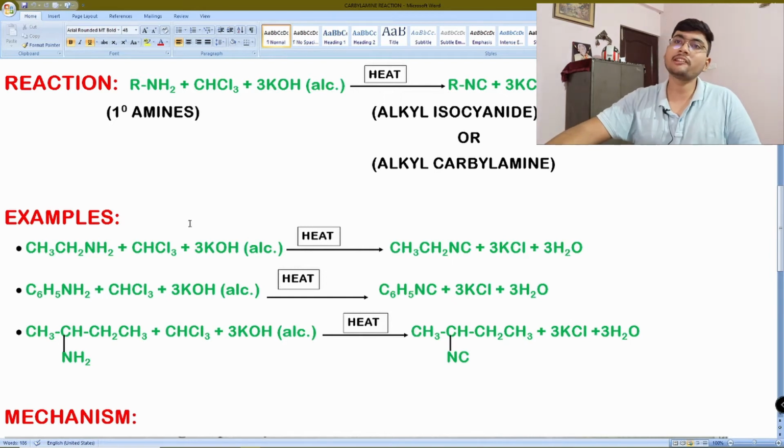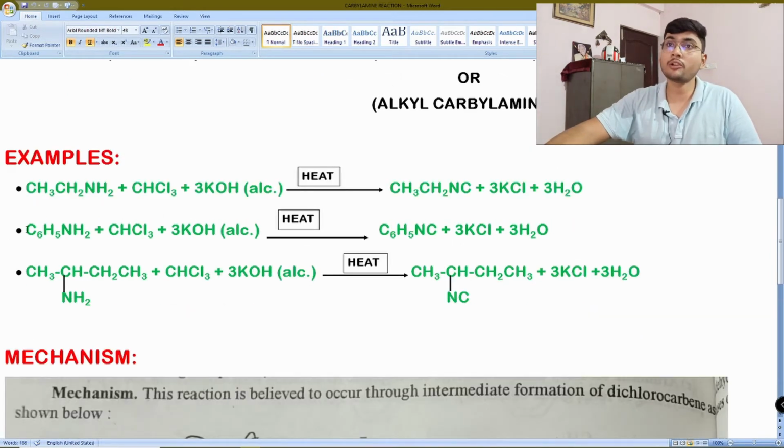Let us see the second example. Here I have taken aniline, or C6H5NH2, phenylamine, and heated it with chloroform and KOH. According to the trick, simply replace the NH2 with NC. The same thing has happened: C6H5NC, phenyl isocyanide, is the product, with KCl and water as the side products.